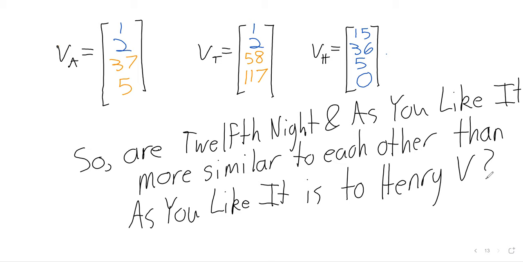I mean, that's the idea behind this document vector process, or it's one of the ideas behind it, that similar plays, or similar documents, will be physically closer to each other than documents in different genres. But somehow, it doesn't work out here.